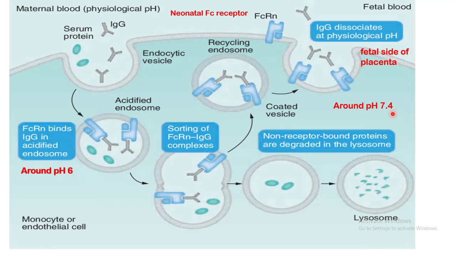This physiological pH does not support the interaction of the neonatal Fc receptor with immunoglobulin G, or you can say the interaction between immunoglobulin G1 and the neonatal Fc receptor is very weak around physiological pH. So the immunoglobulin G1 gets released into the fetal blood, where it can provide passive immunity to the fetus. We will continue our discussion on the other subclasses of immunoglobulin G in the next video.